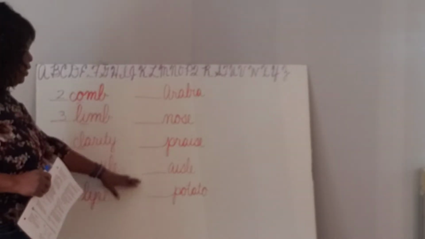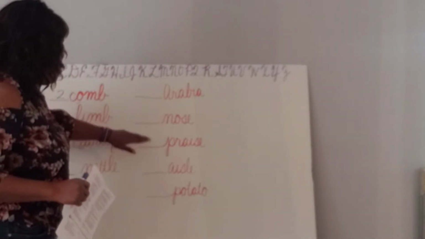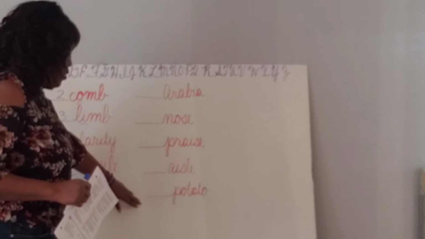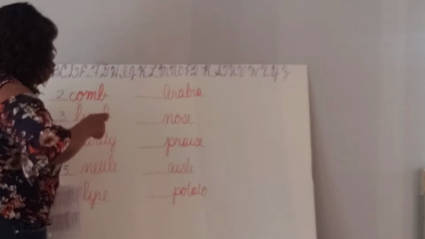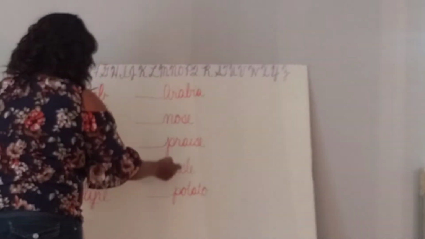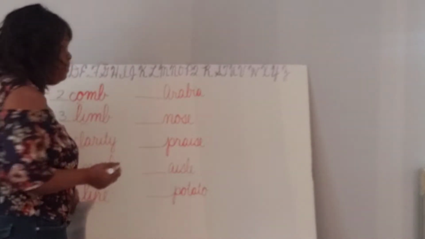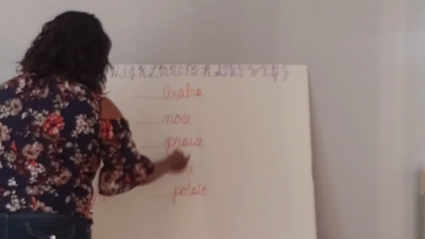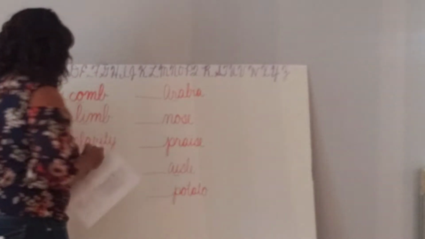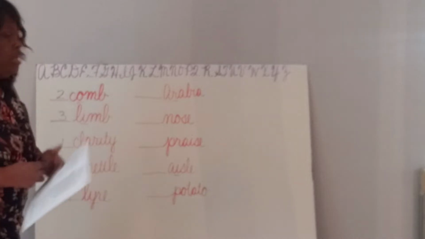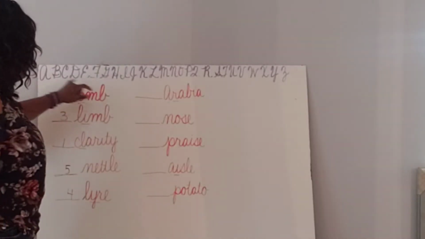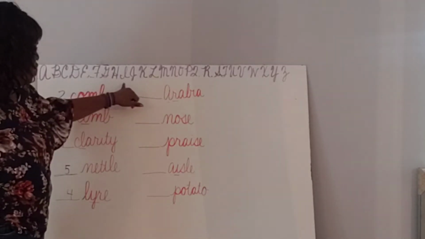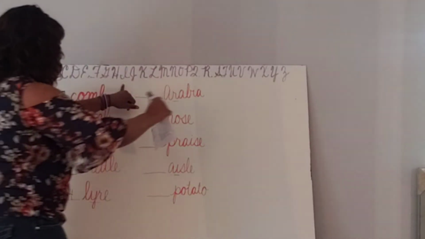So same thing, we'll look here. We've got Arabia, nose, praise, aisle, and potato. So we look at the first letter, but if the first letters are the same as in aisle and Arabia, then we need to look at the second letter. So we have AI or AR. Oh, so we start with our A and then we go, okay, well, I, A, B, C, D, E, F, G, H, I, J, K, L, M, N, P, Q, R.